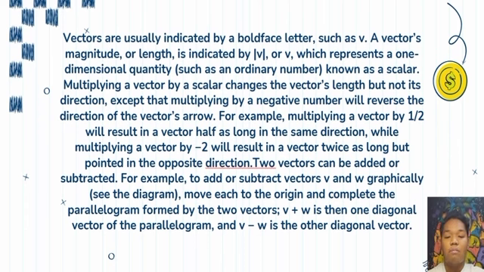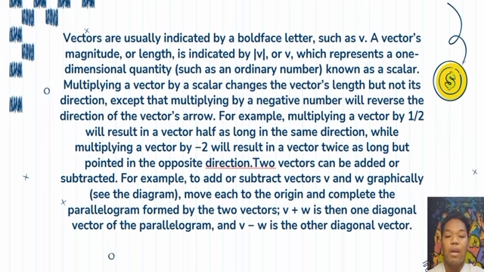For example, multiplying a vector by 1/2 will result in a vector half as long in the same direction, while multiplying a vector by -2 will result in a vector twice as long but pointed in the opposite direction.